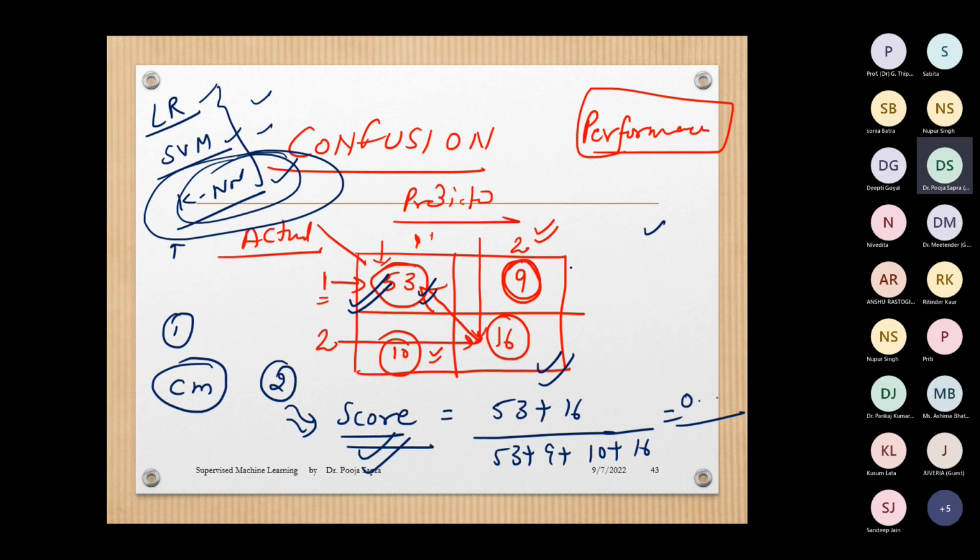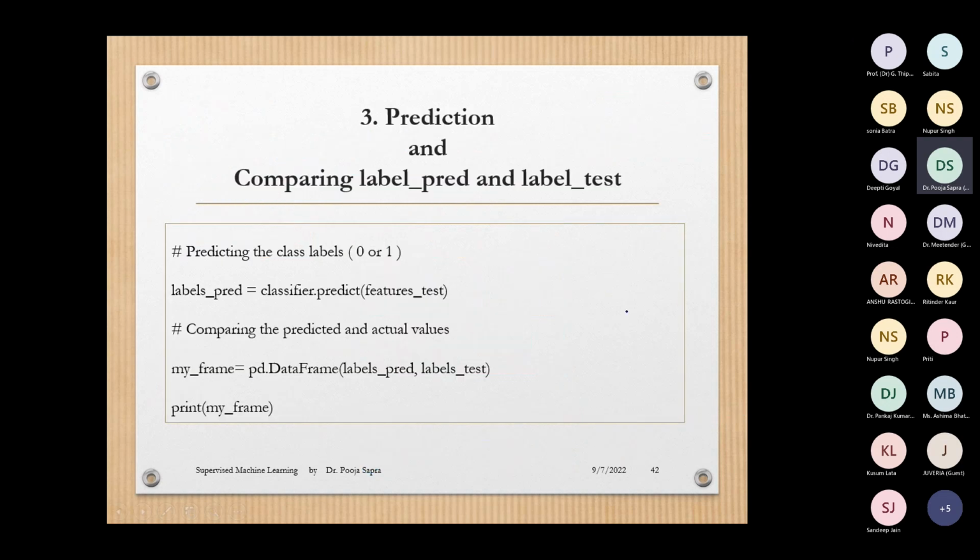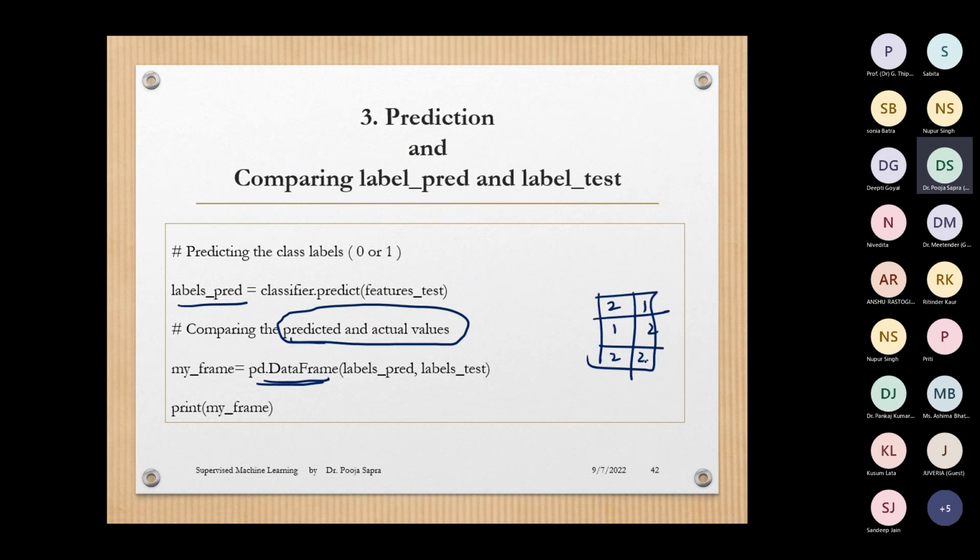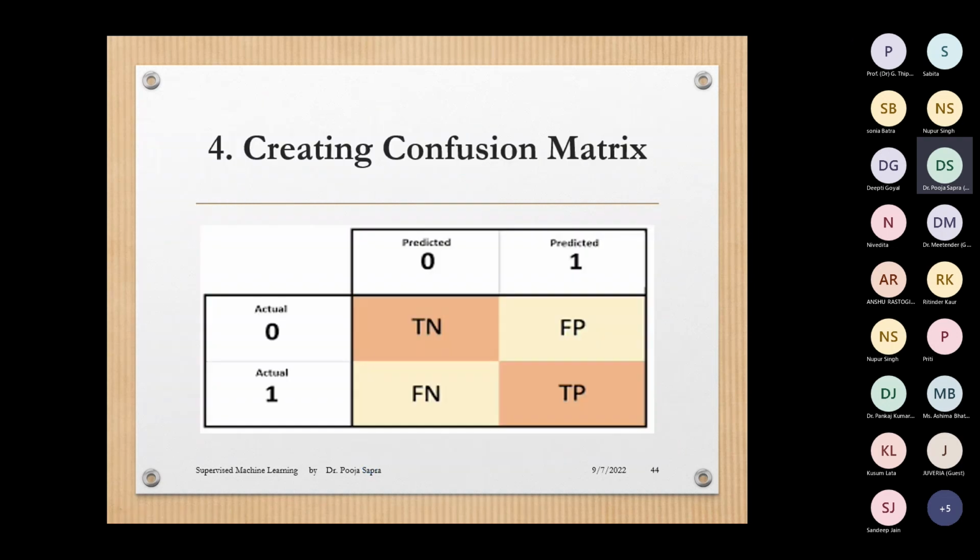So what we are going to do now, the next step after prediction: we are comparing the predicted and actual values. To compare them, we have put them in a data frame. We saw that there were values like 2, 1, 1, 2, 2, 2, and so on for all the rows, right? We printed that data frame just to check what the values are. And after that, we are creating this confusion matrix. In the confusion matrix, on one side you have actual values, on the other side you have predicted values, right?